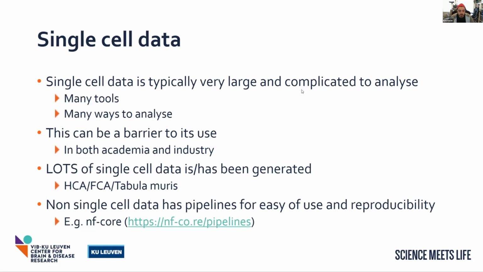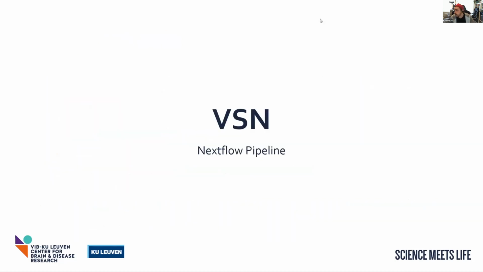Although a lot of non-single cell data have pipelines for ease of use and reproducibility, the nf-core pipelines are a great example here, and admittedly they have an early single cell RNA-seq pipeline, their bulk RNA-seq pipelines are very easy to use, for example. Single cell doesn't have this so much. And this is where Vision comes in.